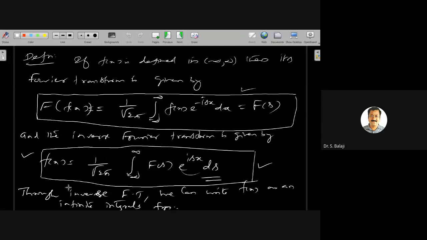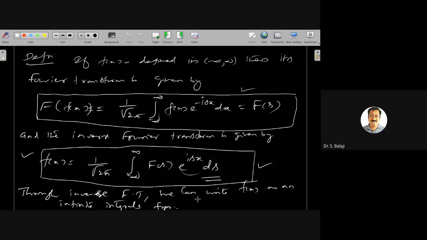If f of x is this, this is the inverse Fourier transform. With the help of this inverse Fourier transform, you can write f of x in an infinite integral form, as an infinite integral of some functions.